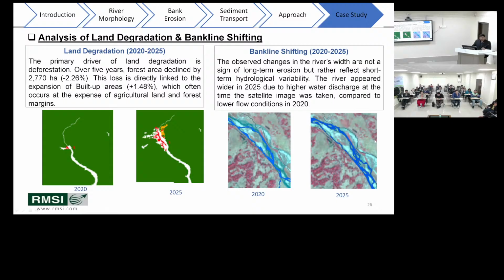And here we have taken two stretches of the river. The earlier one is around 2020 and the other one is 2025. Here we are seeing that the river bank is shifting. The black line we are seeing here in 2020 and in 2025. The width of the river is changing and it is increasing.